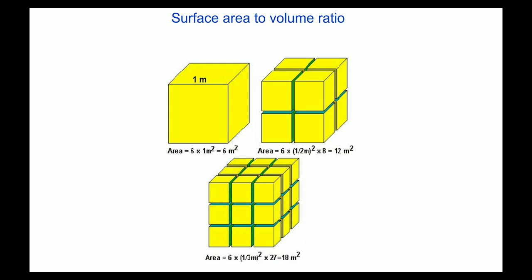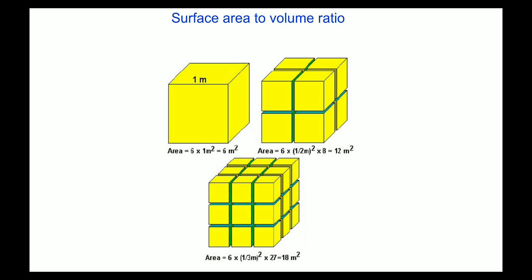Now the volume is still the same. Please check this. The volume of the cube is still the same. What happens with the area? Now the area has increased. You can do the calculation, and you can see that you have 8 cubes. So now the surface area has become 12 meter square.